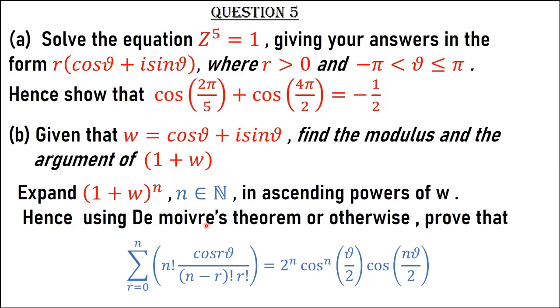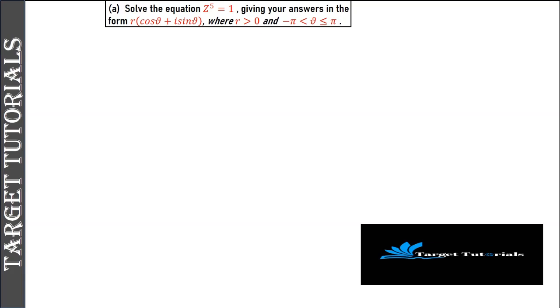And hence, using de Moivre's theorem or otherwise, prove that the sum of n factorial cos r theta divided by (n minus r) factorial times r factorial, r moving from 0 to n, equals 2 raised to the power n times cos raised to the power n of theta divided by 2, times cos of n theta divided by 2. Let us actually launch into the solution of this question.